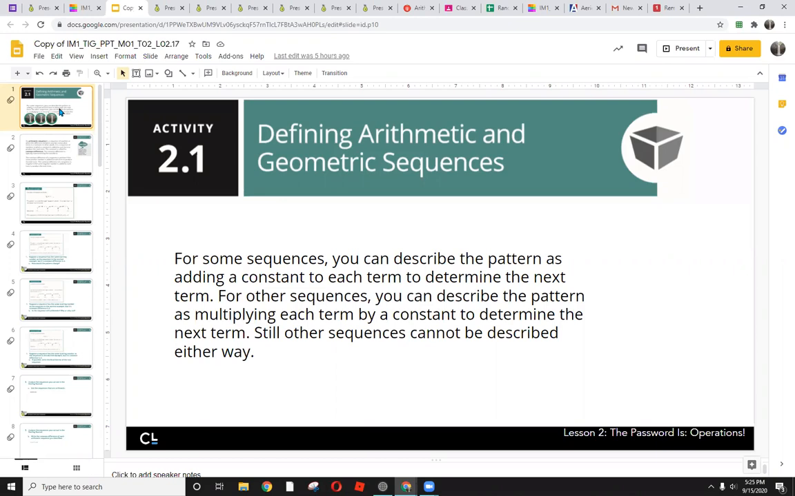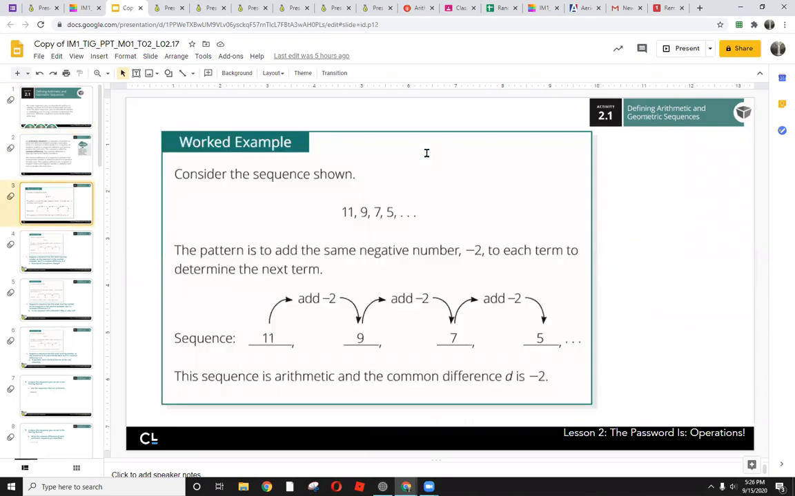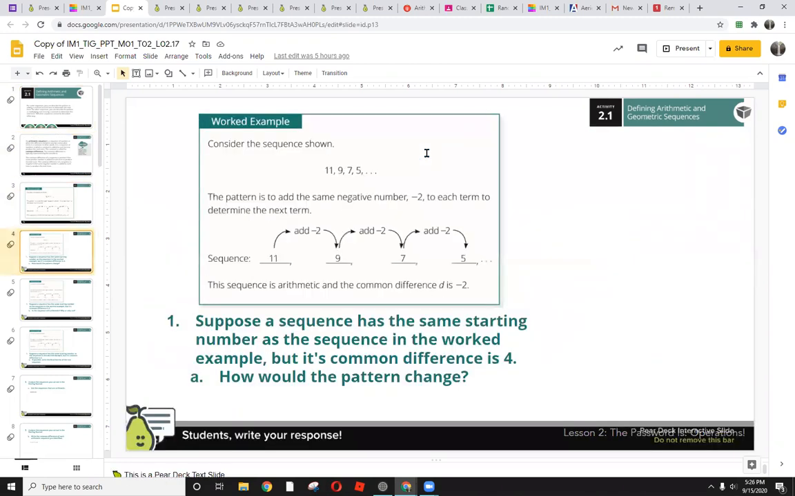In class, we went over defining what an arithmetic sequence is and a geometric sequence is. Remember, an arithmetic sequence is when you're adding or subtracting the same number. We did this in class, so you should have this finished. We went over this slide.